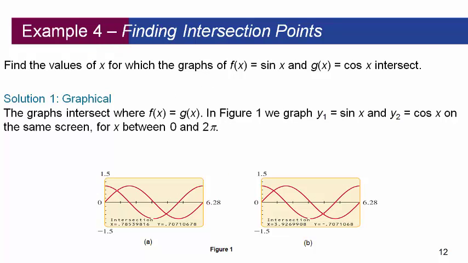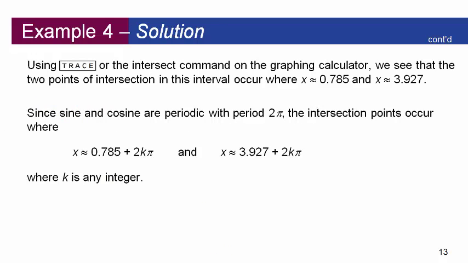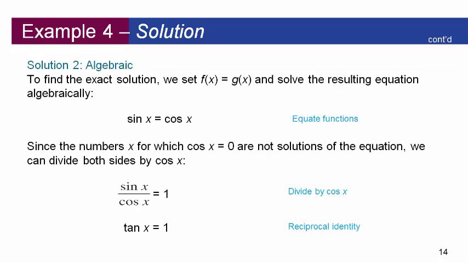If we want to find intersection points, we can look at the graph and do tracing and things like that. Or we can try and solve it algebraically, right? So if we want to use the trace function, we can do that, and we can get kind of an approximate. But if we want to actually solve it, we have to do some algebra.